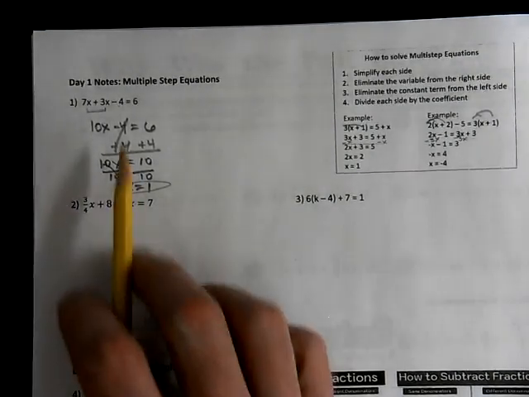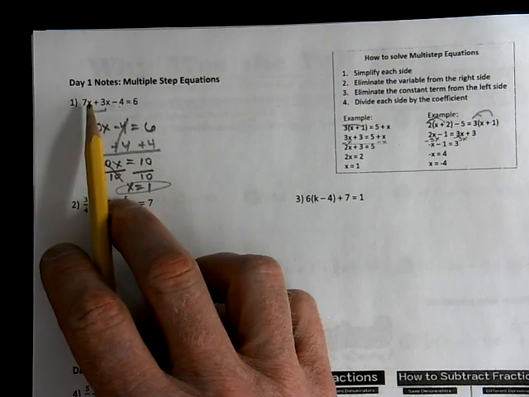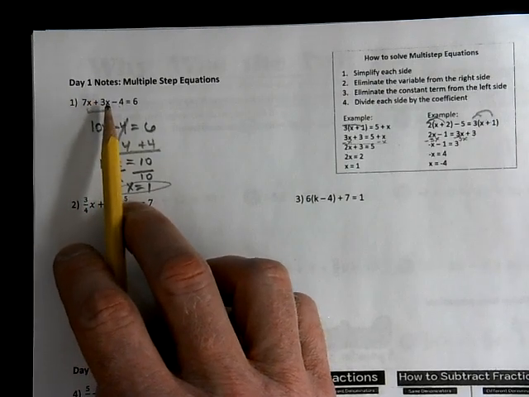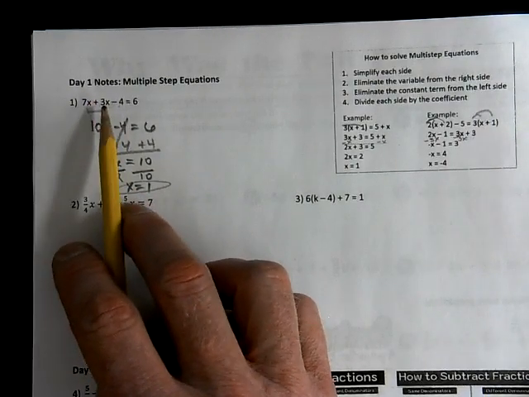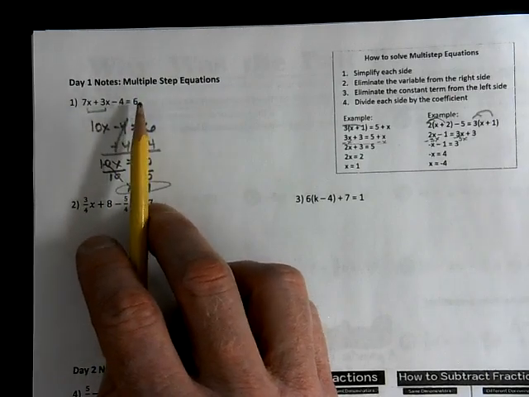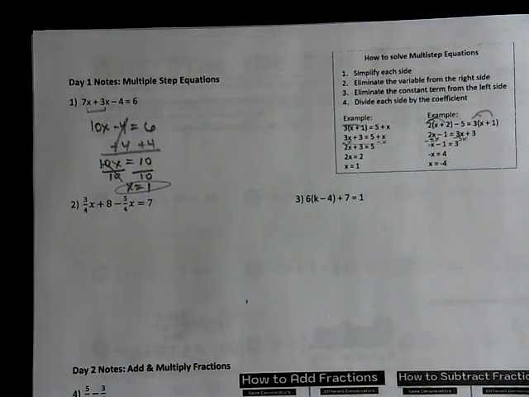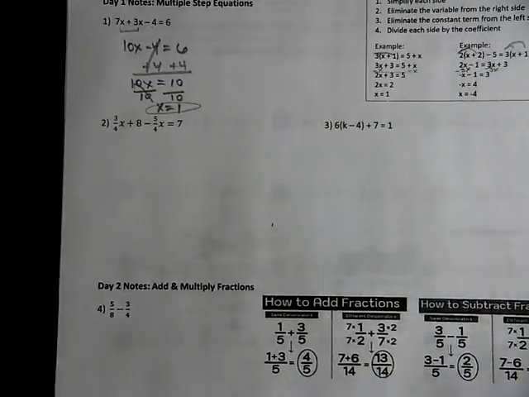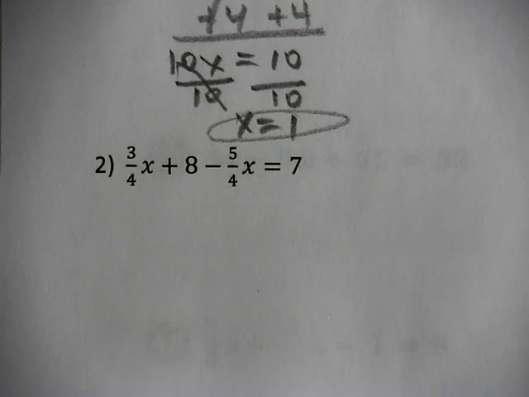You can check your 1 by plugging it back in. 7 times 1 plus 3 times 1, that's a total of 10, minus 4 is a total of 6, so it worked. Let's try this next one. This next one's a little scary. Take a look at the fractions.